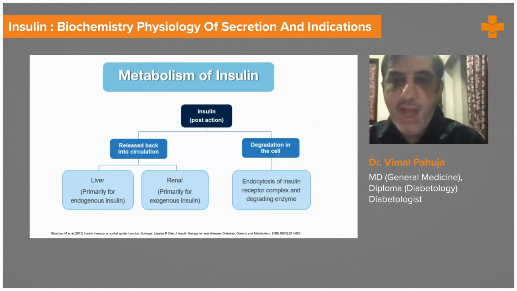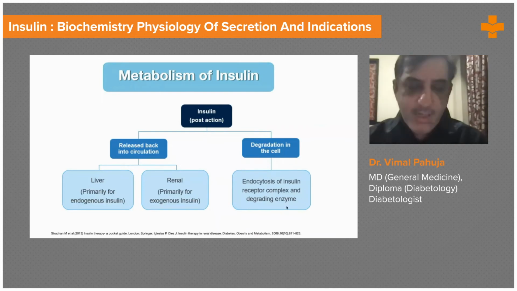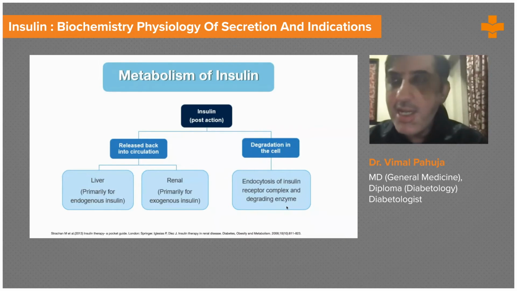Degradation in the cell will happen. Some amount of insulin is degraded inside the cell. There's endocytosis of the insulin receptor complex, and a degrading enzyme is present. So there's endocytosis, and the insulin is degraded inside the cell.